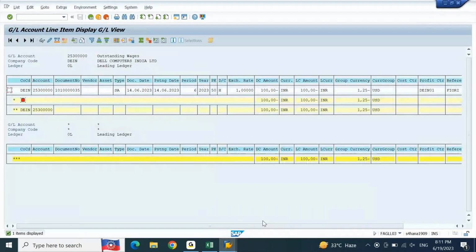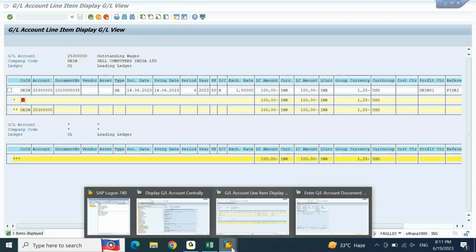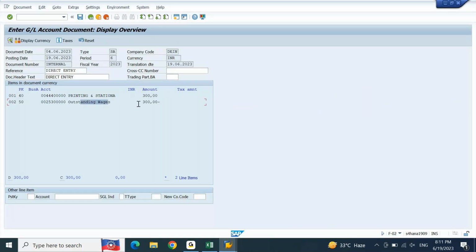When I pass this entry, how much should this outstanding wages balance be? Currently, it is 100 credit balance. If you look at this entry, outstanding wages is credited for another 300. 300 credit balance plus 100 credit balance will become 400 credit balance. Agree? Yes, sir. After passing this entry, my account balance should become 400. Correct the customizing settings. Let me simulate general ledger.